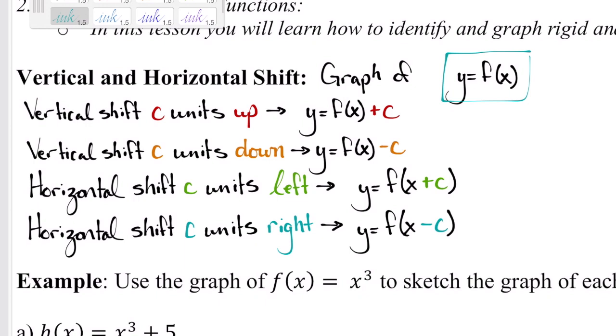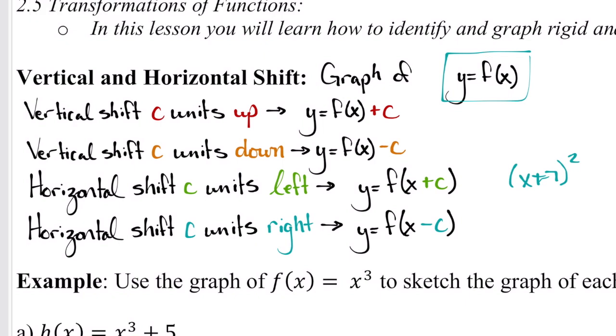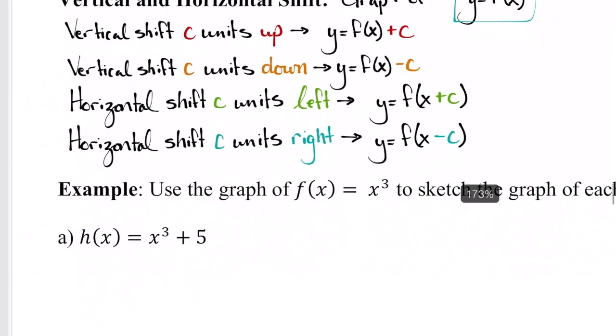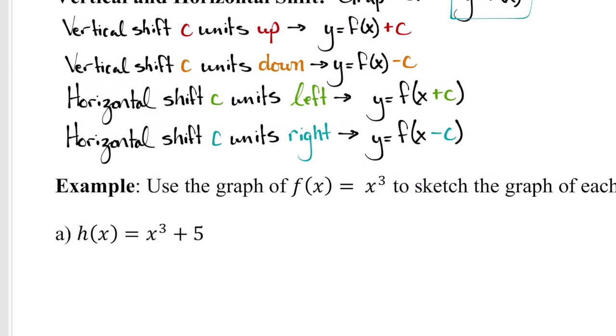If we're adding or subtracting stuff on the inside, with x, so you could see something like x plus 7 squared or cubed or to the fourth, inside of those parentheses, then it's going to shift things either left or right. And inside the parentheses is a little bit opposite. If it's adding, you're going to shift left. If it's subtracting, you're going to shift right. But if it's on the outside of those parentheses, then it does what it should. Plus goes up and minus goes down.